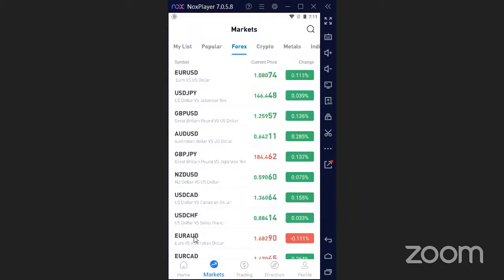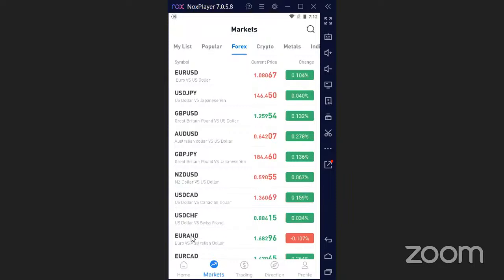Then we have the exotic pair rather. Like I said, this is an example of our minor pair. We have the Euro AUD, we have the Euro CAD. They are major currencies. Remember what I said about major currencies? They are major currencies, but they are not associated with the USD. Any major currency that is associated with the USD is a major pair.